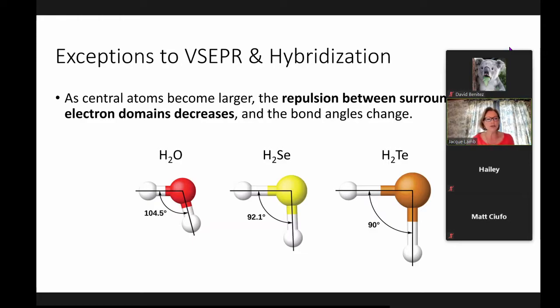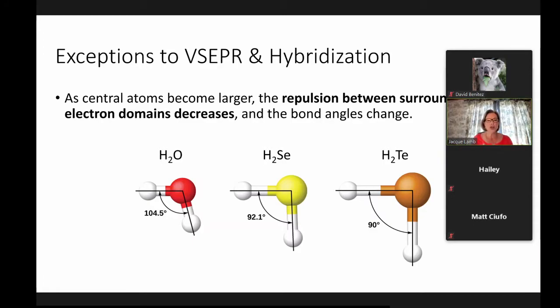One thing that you should be aware of is that there are exceptions to VSEPR. Remember, valence shell electron pair repulsion is a theory that just says electrons are going to want to get as far apart as possible because they're like charged. And we explain how they do that and how they adopt those shapes using hybridization or valence bond theories.